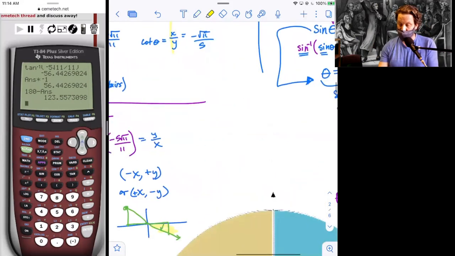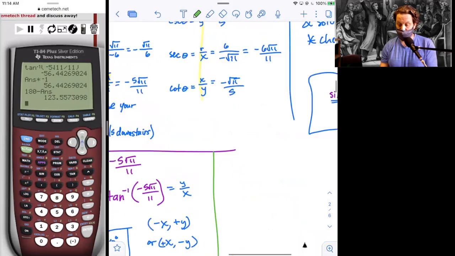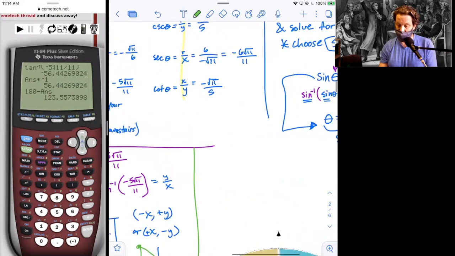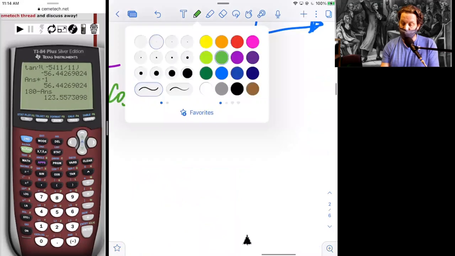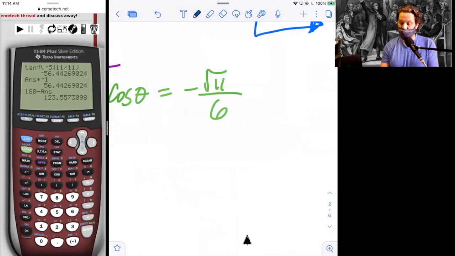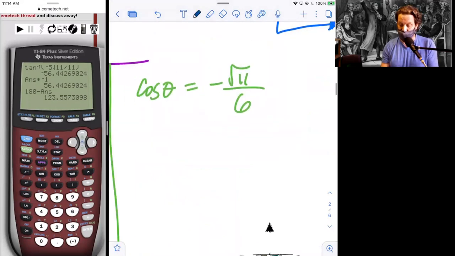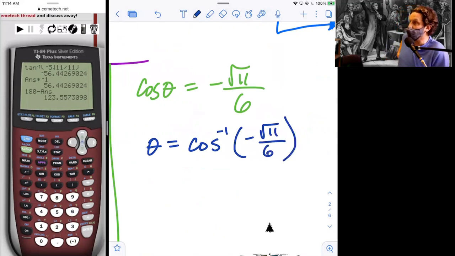Now, just for comparison, let's say you chose the cosine. You know, you might have. Let's choose cosine of theta to be -√11 over 6. So we write that down. And now what I'll do, I'll take the inverse cosine of both sides. So I'm left with theta equals inverse cosine. They all look the same way. The inverse trig function just has the little -1 exponent looking thing, okay?